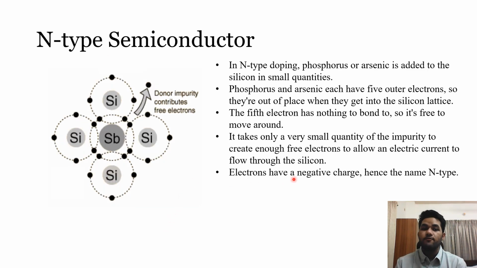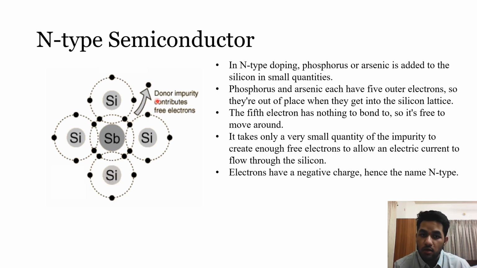Next we have the n-type semiconductor. In n-type doping, phosphorus or arsenic is added to the silicon in small quantities, as our dopants or impurities. Phosphorus and arsenic each have 5 electrons in their outer shell, so they are out of place when they get into the silicon lattice. When the phosphorus or arsenic is added to the silicon, we can see that there is an extra electron which is out of place.